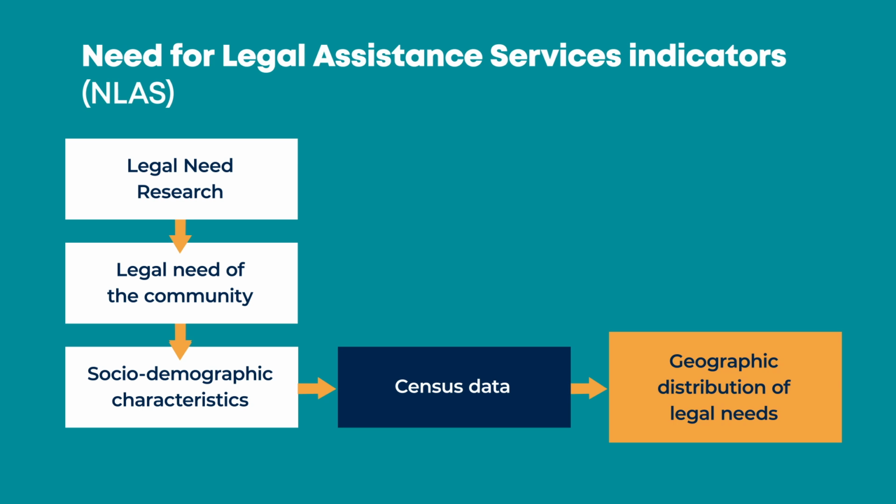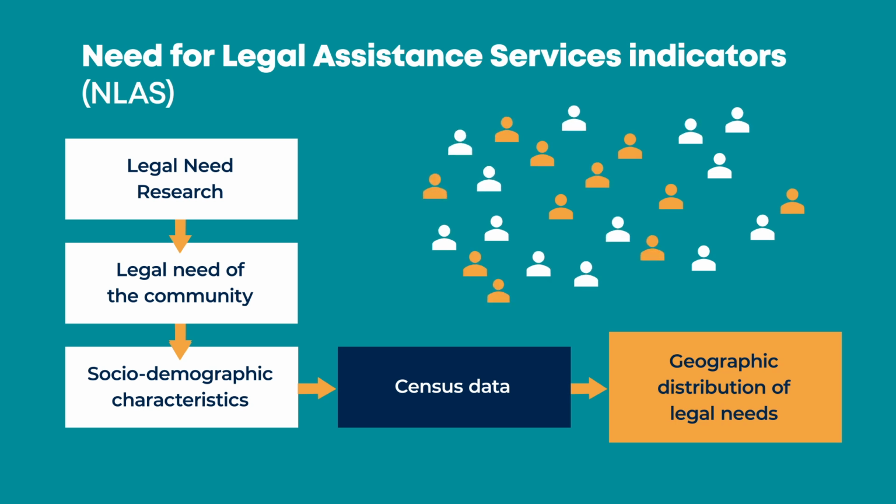By applying these socio-demographic characteristics associated with increased legal needs to census data, we can count, within the general population, the people who meet those characteristics and generate estimates of the number of people likely to need legal assistance if they were to experience a problem. And because the census is based on place of residence, it's then possible to assess the geographic distribution of the NLAS population. That is, people who are likely to need legal assistance if they were to experience a legal problem.